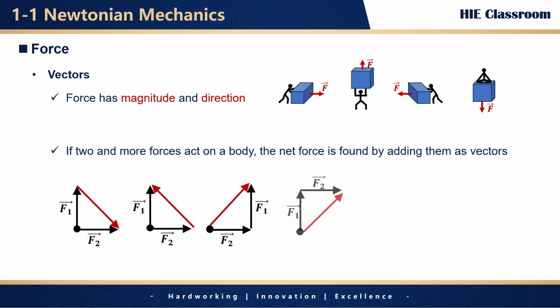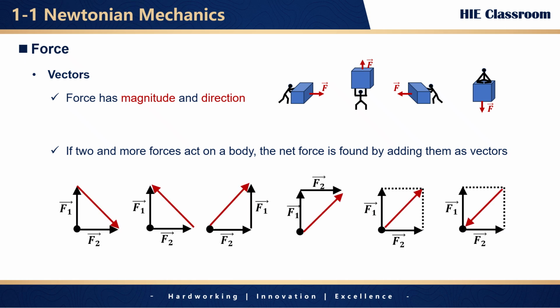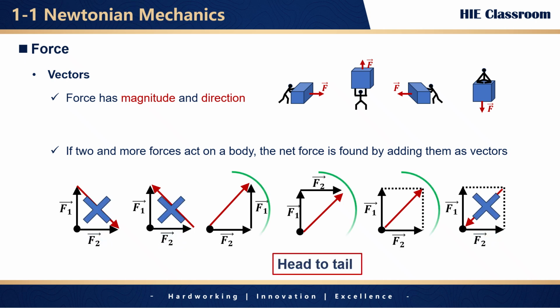Suppose we have two forces F1 and F2. To add them, we use what's called the head-to-tail method. We take one vector and place the tail of the second vector at the head of the first. When we do that, the vector that goes from the tail of the first to the head of the second is the net force, which we call F net. So visually, we are combining the two forces into a single equivalent force that has the same overall effect on the object.